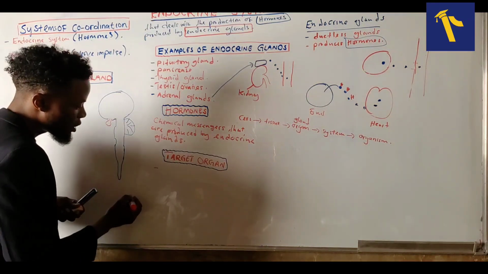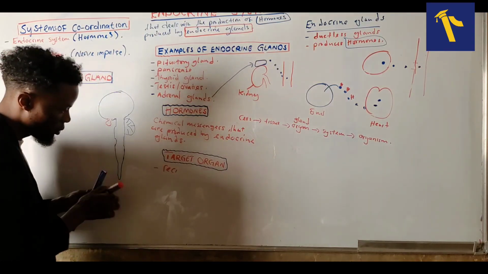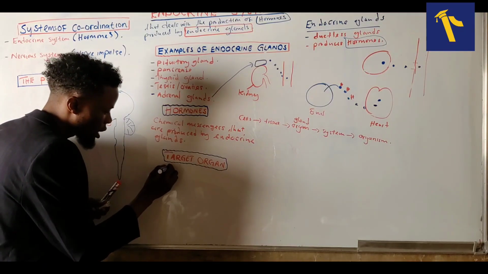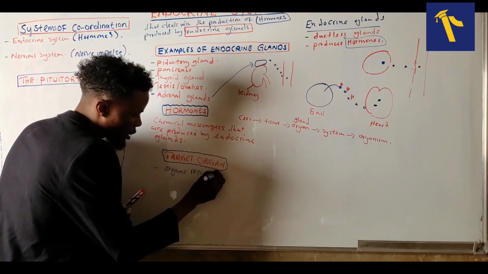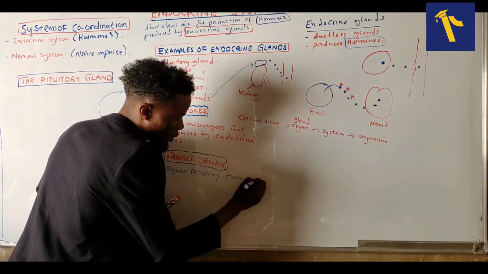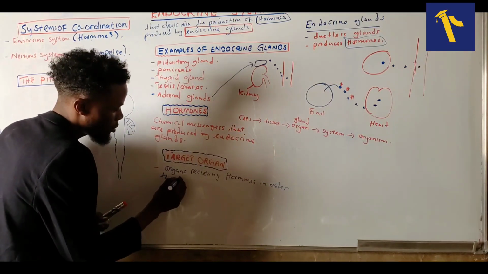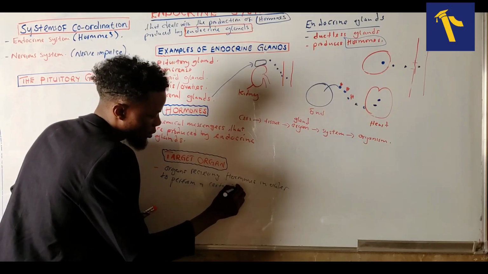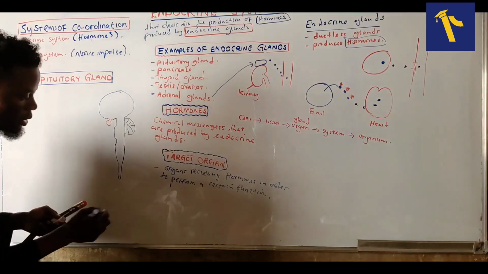Okay, so target organs are what? Organs receiving what? So let us use blue. Organs receiving what? Hormones, in order to perform what? A certain function. Okay, these are what we call target organs.